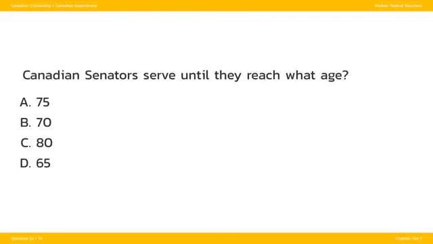Canadian senators serve until they reach what age? A. 75. B. 70. C. 80. D. 65. The answer is A. 75.